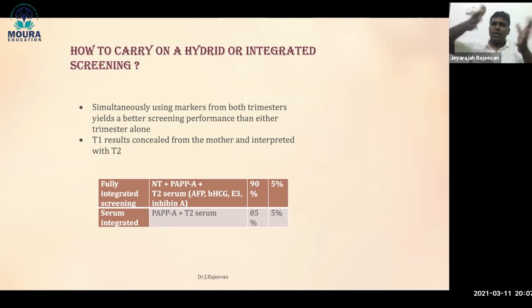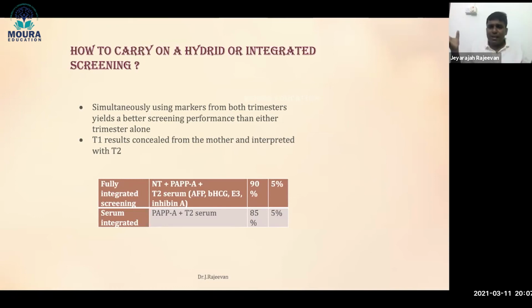So then what is this hybrid or integrated screening? What we are doing is, we are integrating the first trimester screening and second trimester screening. That is your integrated screening. Rather than seeing only first trimester, rather than seeing only second trimester, you do the integration of first trimester and second trimester. That is called integrated screening or hybrid screening.